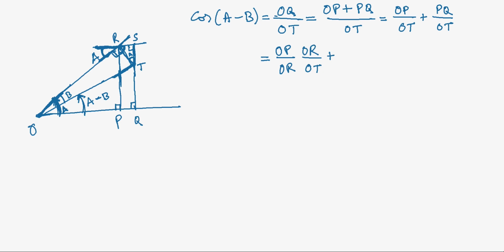Then in the next one, PQ is actually not helping. Go to the very top. That is also RS, so RS over OT, for the time being. So this can be written as OP divided by OR, OR divided by OT, plus now RS divided by, RS is in that small triangle RST. RS is the opposite side of the angle A. Do you get that? Yes. So you need to divide by the hypotenuse. What is the hypotenuse there? RT.